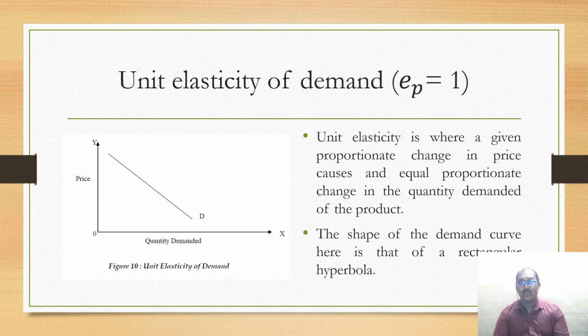Unit elasticity of demand. Unit elasticity of demand says there is an equal proportionate change in the quantity demanded and the change in the price level. So if both are at the same level, then it is called unit elasticity. We can say the elasticity value is 1, as you can see here. And we can say that the demand curve will be a rectangular hyperbola.